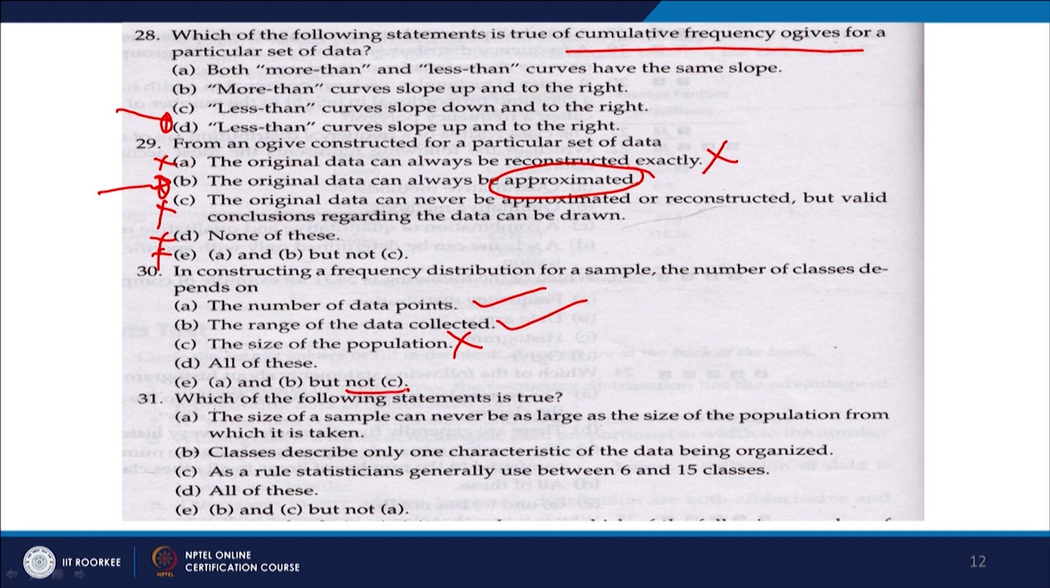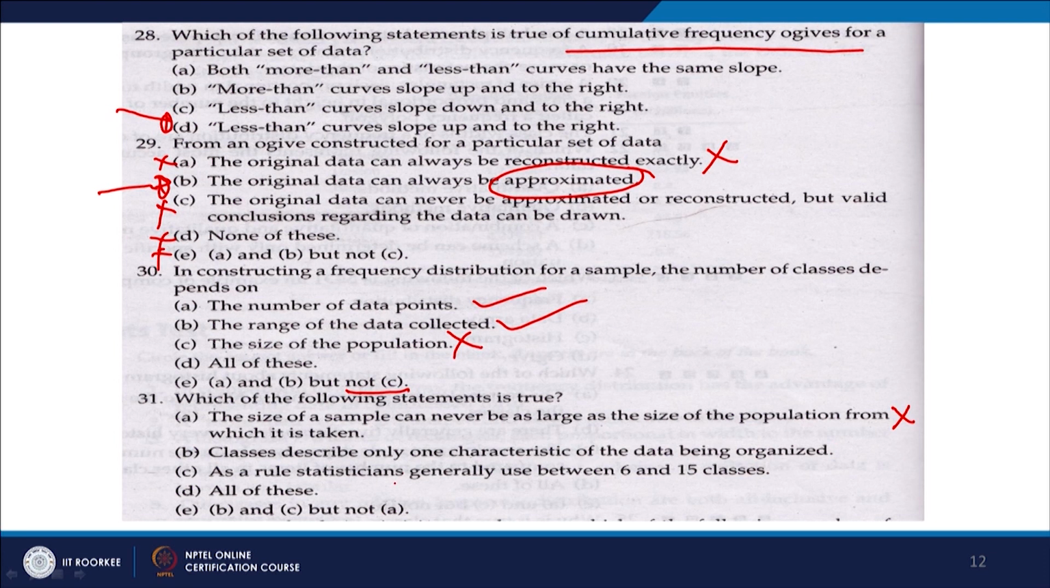okay. 31st. Which of the following statements is true? The size of the sample can never be as large as size of the population from which it is taken. Yes, it cannot be, right. Sample has to be always less than. So, this is not true, right. Classes described only one characteristic of the data being organized? No, you can have more than that, right.